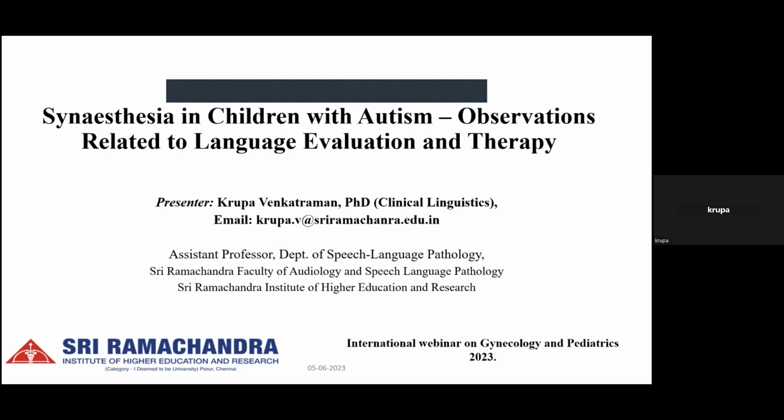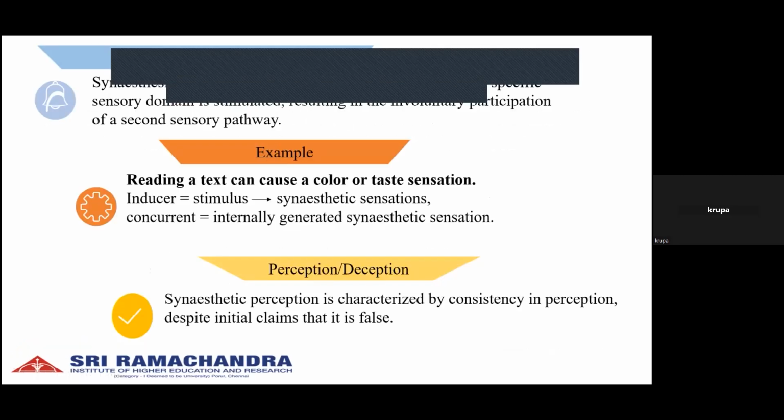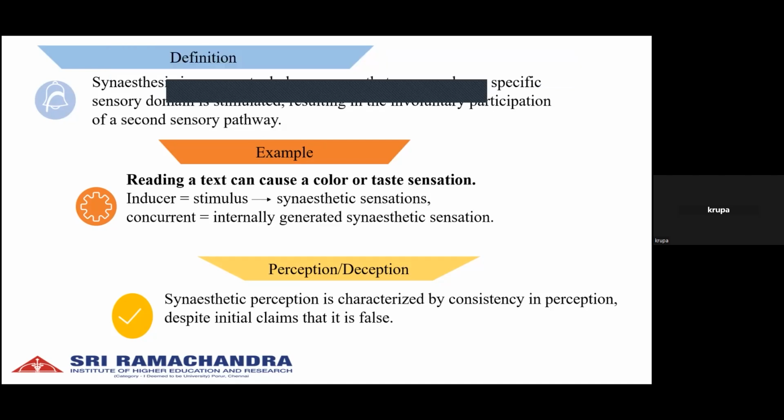So moving on to understand what synesthesia is. Synesthesia is a non-pathological perception that happens when one particular sensory domain is stimulated, resulting in an involuntary participation of a secondary sensory pathway. Which means that the stimulus that is given to elicit a target response in a visual sensation is eliciting a response from an auditory sensation. That is the kind of perception we call synesthesia. One example would be text causes a color or taste sensation. So reading a text might cause a color or taste sensation.